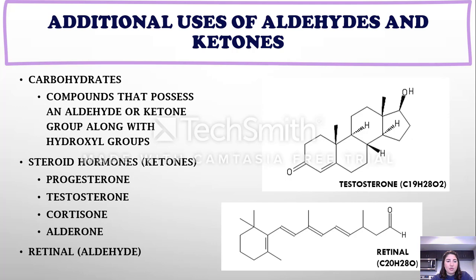So you can see how your biological specimens, humans, living creatures, like these functional groups play a major role in both your carbohydrates, steroids, and different functions of the body. So as you can see on the screen, you have your testosterone, which is an example of your ketone, and you can see that you have your carbonyl group with no hydrogen atom attached directly. However, you can look at the retinol, which has a terminal aldehyde with your hydrogen atom attached.